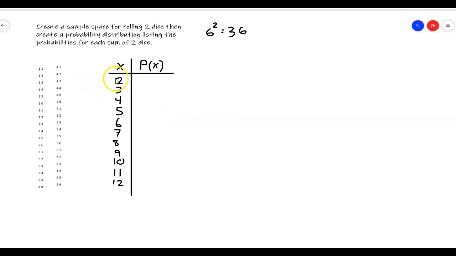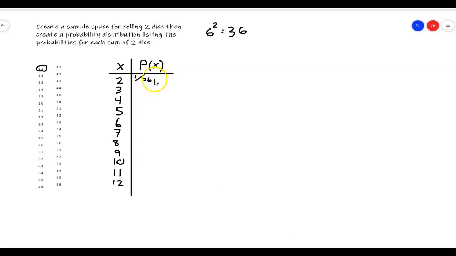Well, let's go ahead and start with the most extreme values. How many ways are there to roll a 2? Out of all 36 of these ways, there's only one way. There's only this way right here: if you roll a 1 and a 1, all these other ways are more than 2. So that is 1 out of 36.